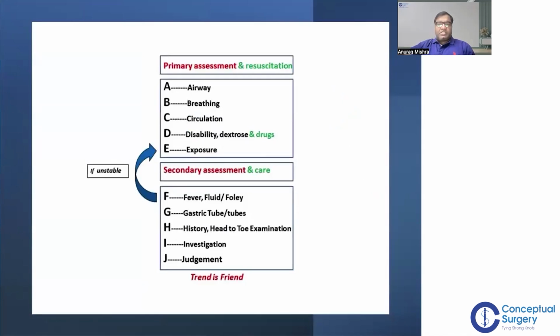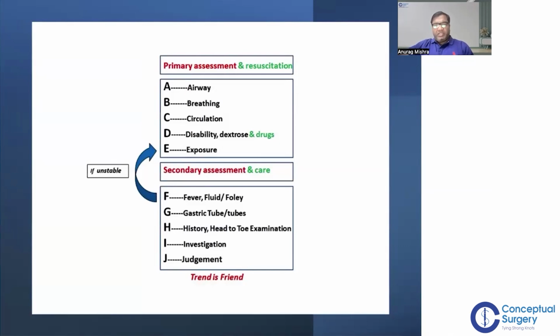So this is the main algorithm. We'll start with A, where the primary assessment and resuscitation will go hand in hand. The first stage is A, which is airway and correction of airway if there is any problem. We all know the principles from ATLS and ACLS, that is, how to look, listen, and feel to look for various airway obstructions. We'll talk in detail.